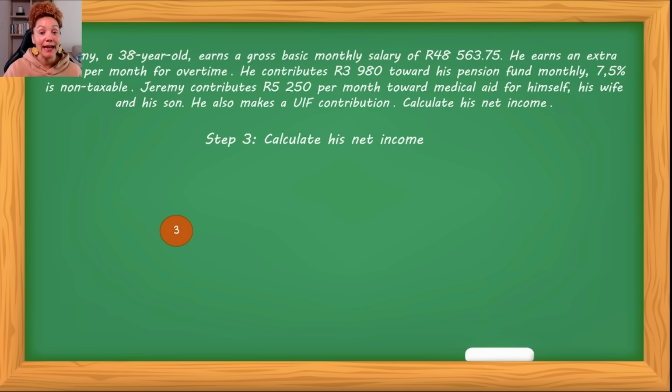So remember, again, I'm dividing this into 3. You can see how all of them work together, but in certain questions, they'll only grab certain parts. But if you know the whole process, then it doesn't matter what they ask. So it says calculate his net income.